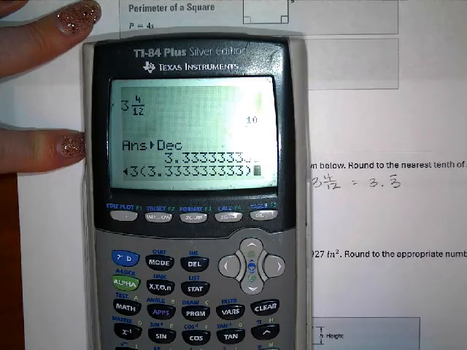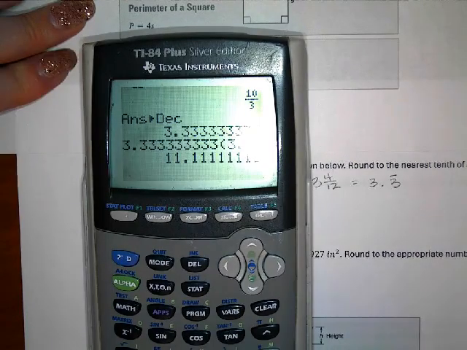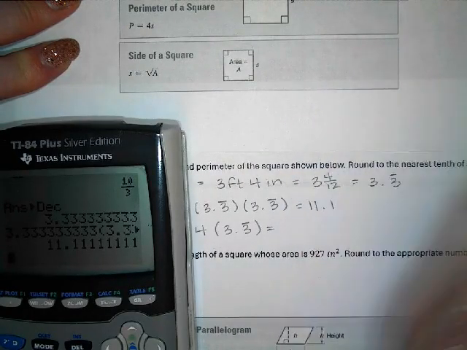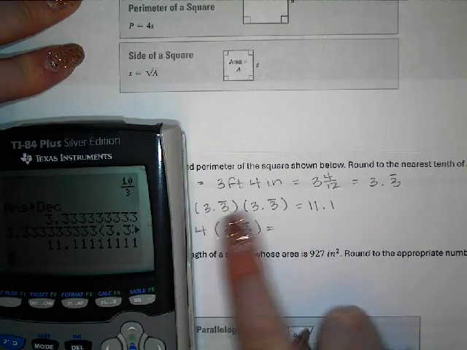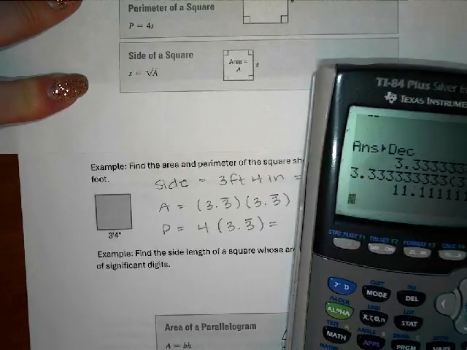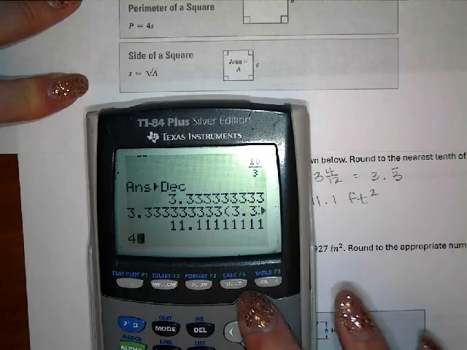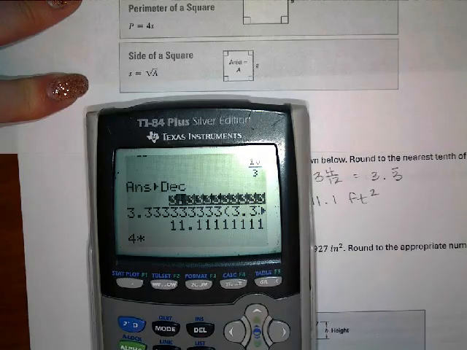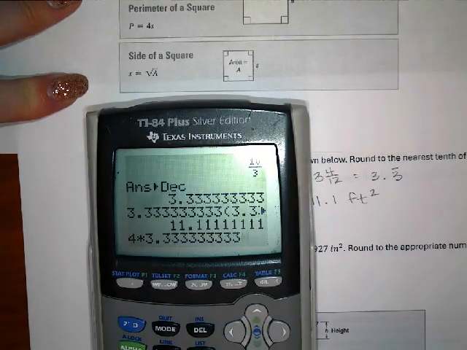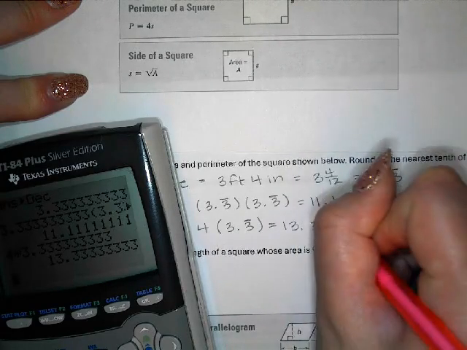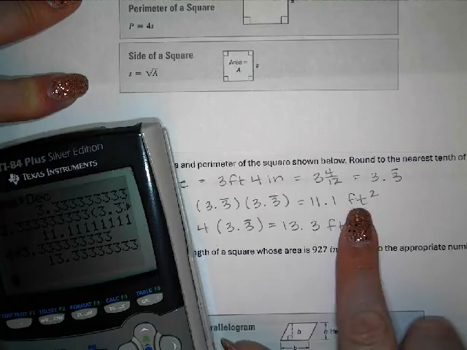All right, so 11.1, if I round to the nearest 1/10. And this is area, so this is feet times feet, which is feet squared. Okay, and then for the perimeter, we're going to do 4 times the 3.3 repeating. Copy paste. 13.3. And this is feet. So feet squared and feet for our units, area and perimeter.